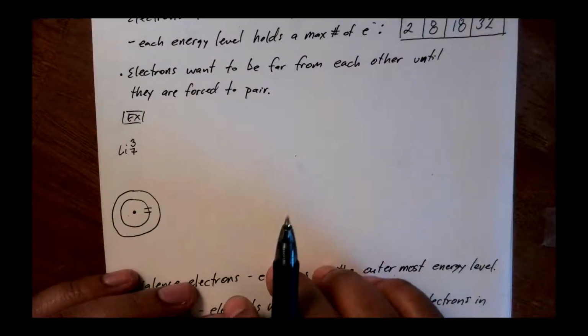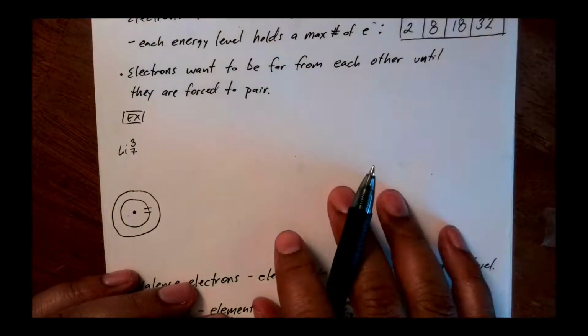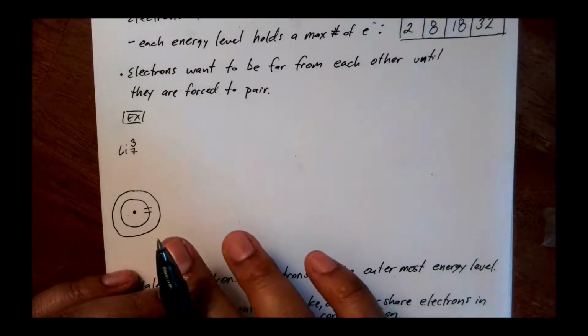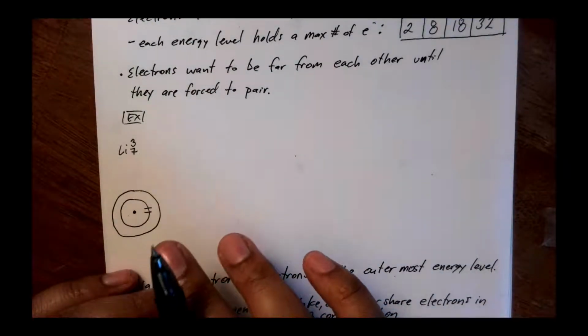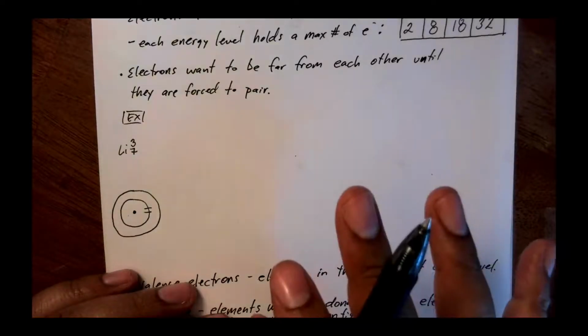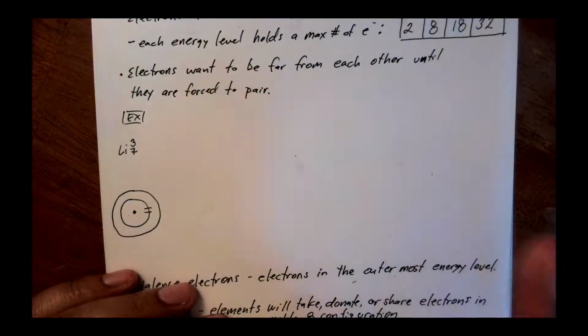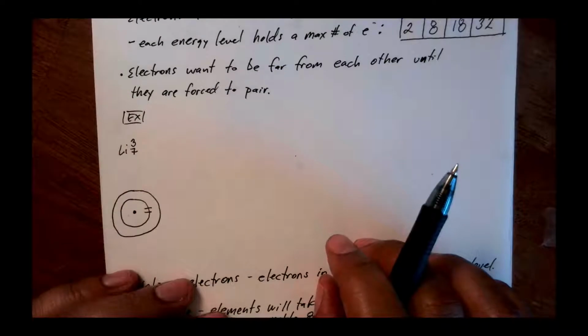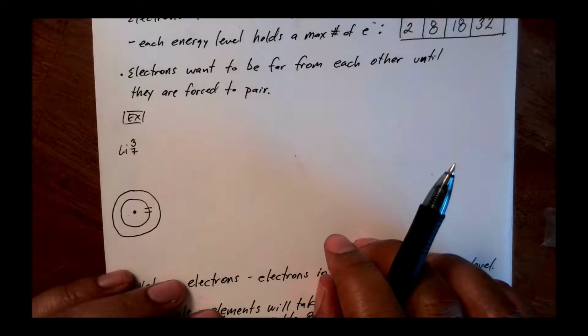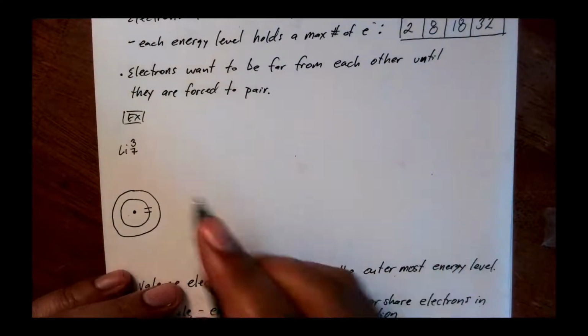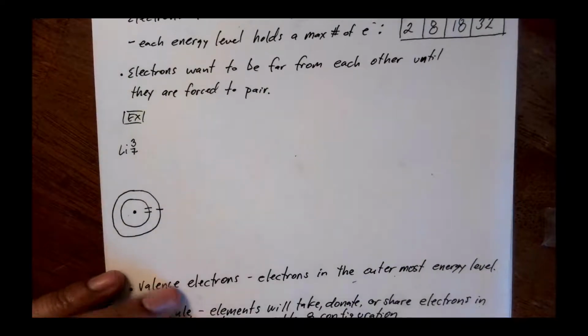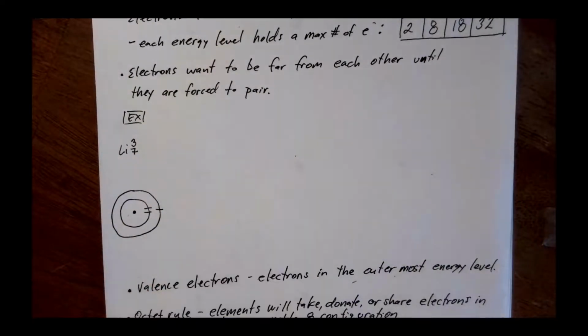This particular element has 3 electrons. I've put 2 on the first energy level. The third one goes on the second energy level, and it goes in a very specific location, which is on the right. It would go here. And this, ladies and gentlemen, is the electron configuration for lithium using the Bohr model.